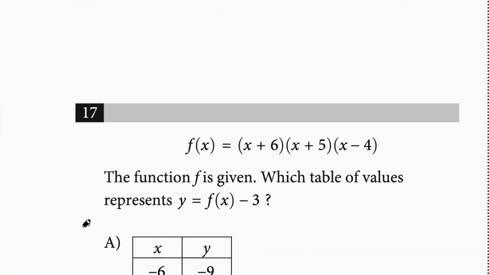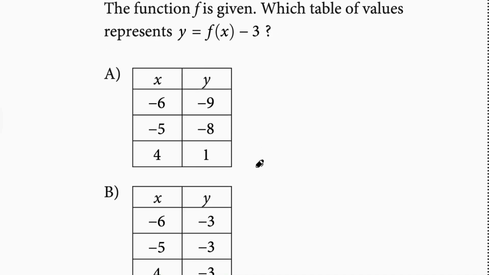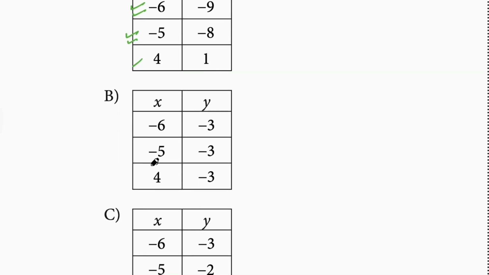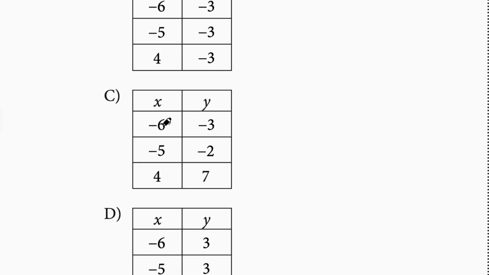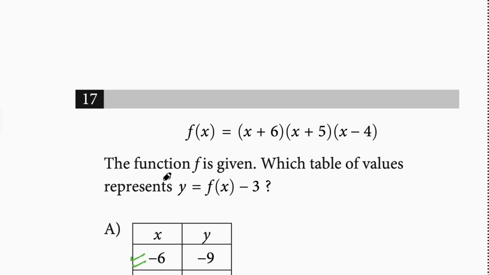Now let's move to question number 17. F of x is equal to x plus 6, x plus 5, x minus 4. Okay, three factors are given. The function f is given. Which table of values represents y is equal to f of x minus 3? Okay, let's see the tables. In option A, x inputs are negative 6, negative 5 and 4. In B option, negative 6, negative 5, 4. In C option, negative 6, negative 5. That means all the options have negative 6, negative 5 and 4.